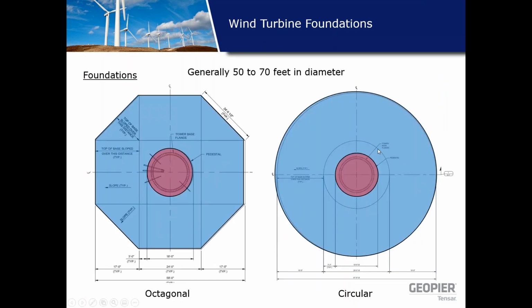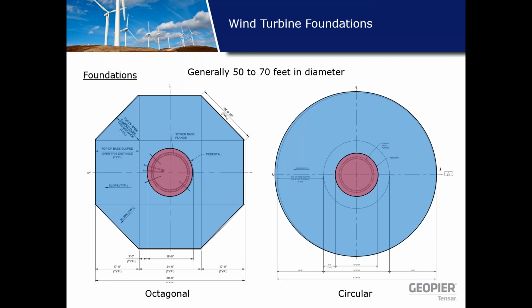What you see here is two typical foundation shapes for wind turbine support. You have the octagonal shape on the left and a circular shape on the right. And for perspective, these are generally 50 to 70 feet in diameter. Now, I color-coded these for a reason. The blue portion represents the foundation base, whereas the red portion represents the pedestal upon which the tower sits.